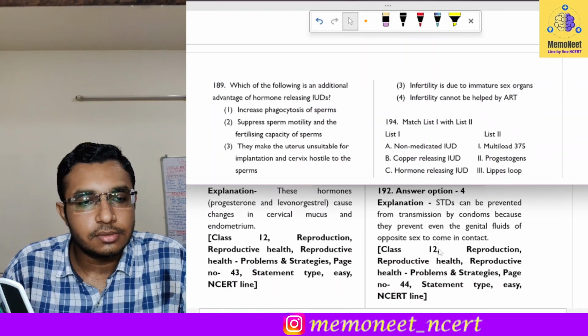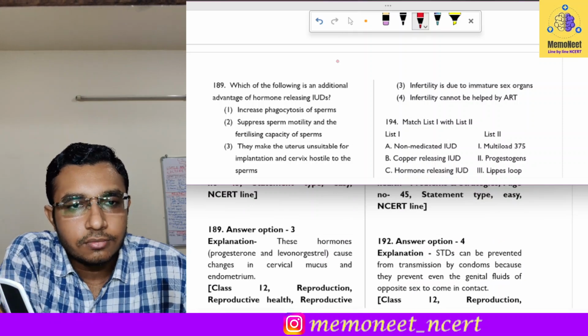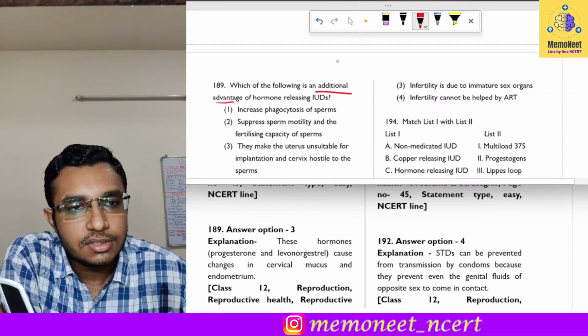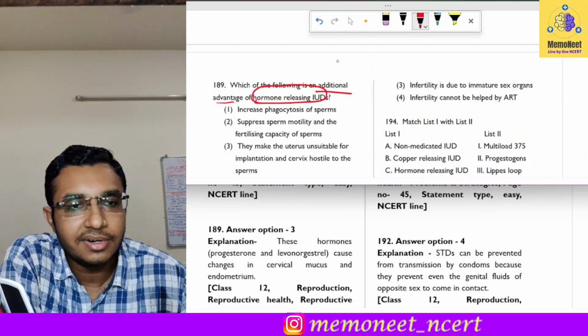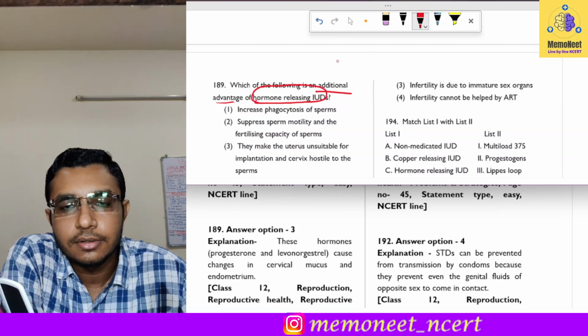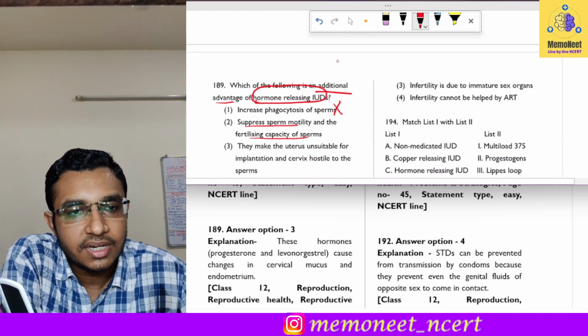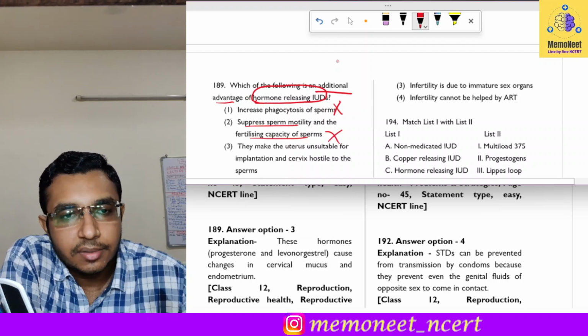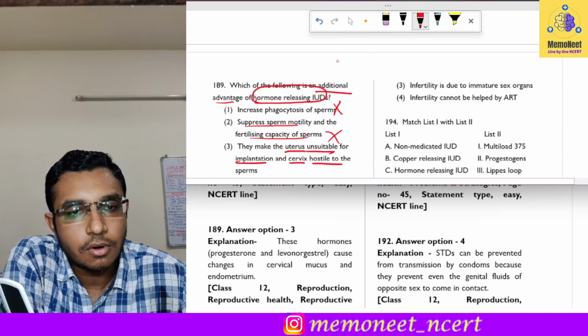Next question is question number 189. It states that which of the following is an additional advantage of hormone releasing IUDs? Okay, so how does hormone releasing IUD work? So does it increase the phagocytosis of sperms? No. Does it suppress the sperm motility and the fertilizing capacity? No. They make the uterus unsuitable for implantation and the cervix hostile to the sperms.